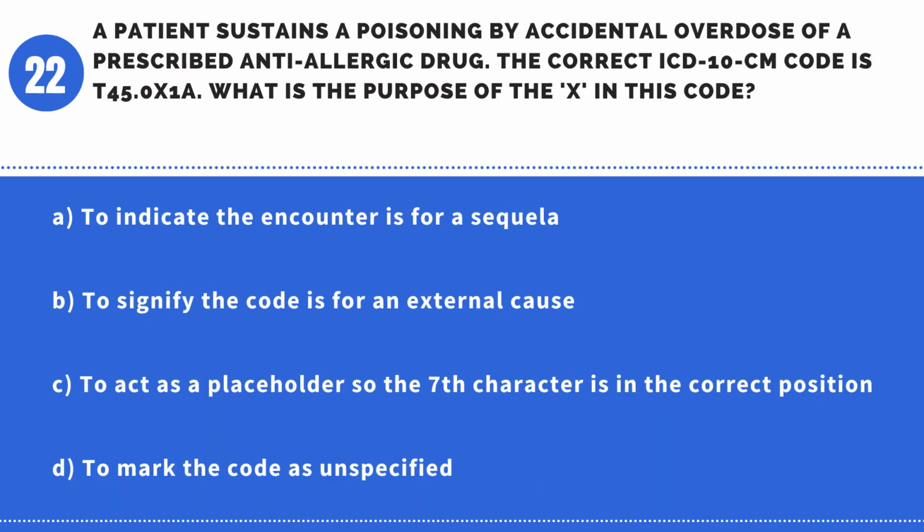Question 22. A patient sustains a poisoning by accidental overdose of a prescribed anti-allergic drug. The correct ICD-10-CM code is T45.0X1A. What is the purpose of the X in this code? A. To indicate the encounter is for a sequela. B. To signify the code is for an external cause. C. To act as a placeholder so the seventh character is in the correct position. D. To mark the code as unspecified.